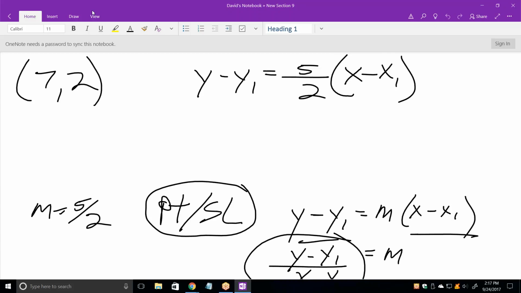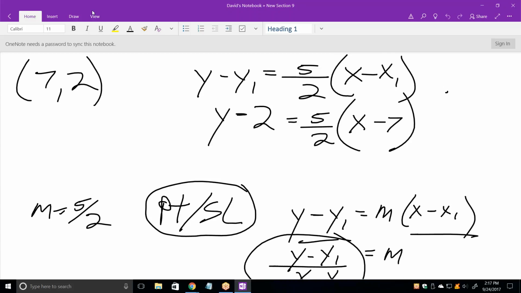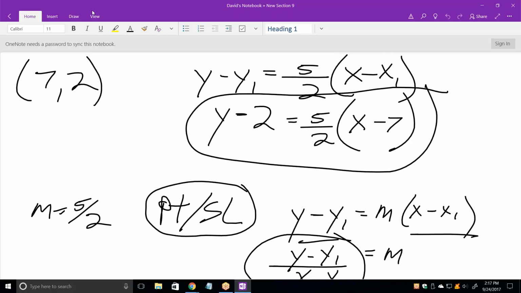So we'd get, not 2, it'd be y minus 2, right? Correct? Equals 5 over 2, parentheses, x minus 7. Yeah. And that is the equation of the line. And we don't have to do anything with that. That's the final format. That is the point slope format.